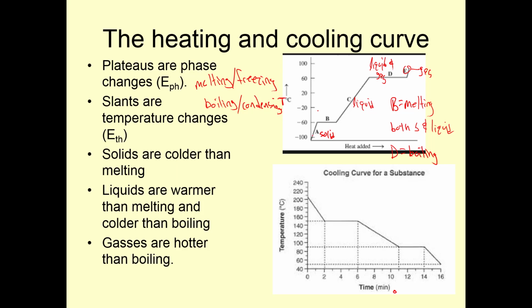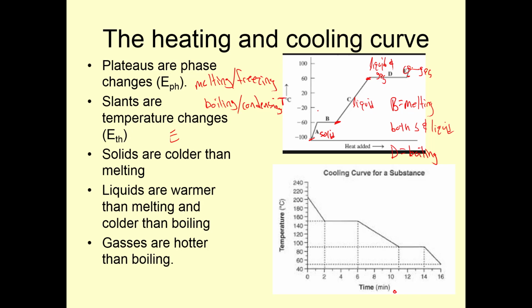The slants are the temperature change. Look at this A part, see where this is slanting? That's a temperature change. So the energy changes for the temperature changes are in regions A, C, and E, and that's where the thermal energy is changing. See how it goes from -100 to -60? And from -60 up to +60? And from +60 up to about 70, 80.